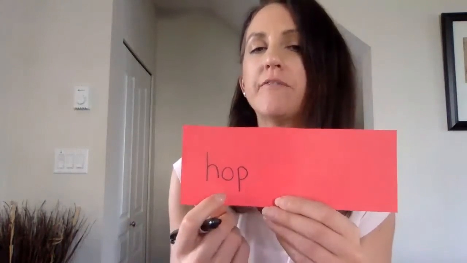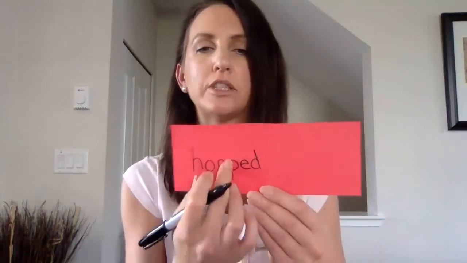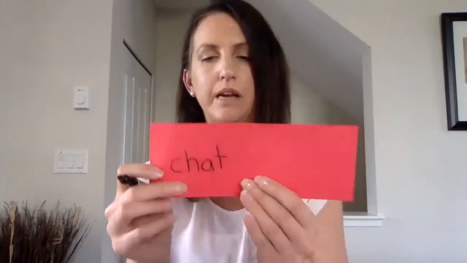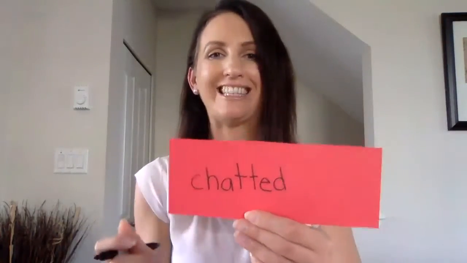Now I have consonant, vowel, consonant, and I need to add an additional letter here. I have to add another P. Hop, hopped. So I just added the P and then ed because it was consonant, vowel, consonant. Chat. I need to add a T. Chatted. I chatted with my mom on the phone. Chatted just means talking, right?